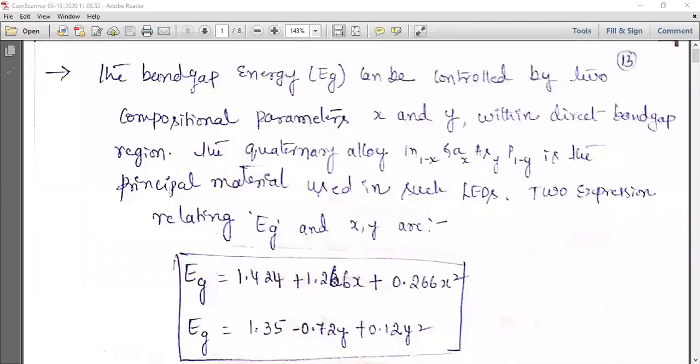In the last class, we studied the LED concepts, the spontaneous emission, the edge emitting LED and the surface emitting LED.